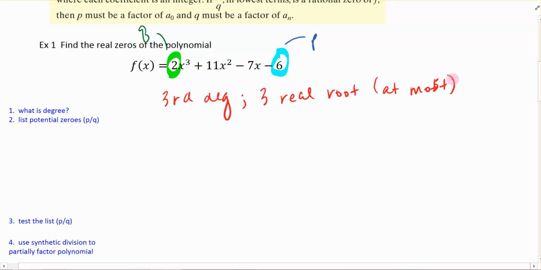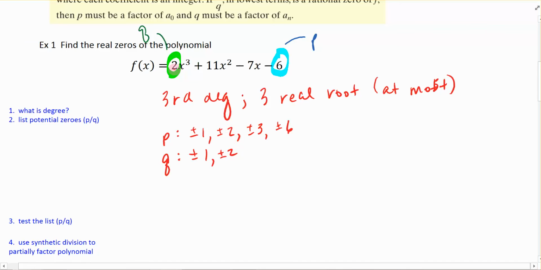And how do I find those possible roots? Well, we're going to first identify the factors of P. All of the factors of 6 would be plus or minus 1, plus or minus 2, plus or minus 3, and plus or minus 6. So we're just going to make a list of all the possible factors for the number 6, and we're going to do that again on my Q term, which looks like plus or minus 1, plus or minus 2. Those are all the factors of the number 2.